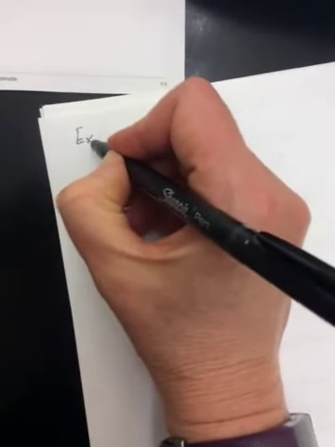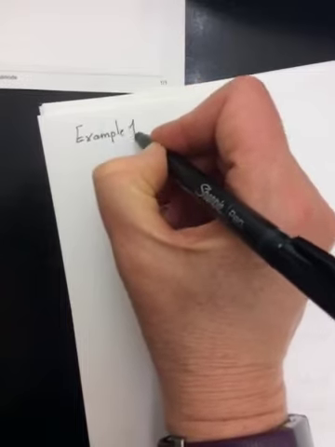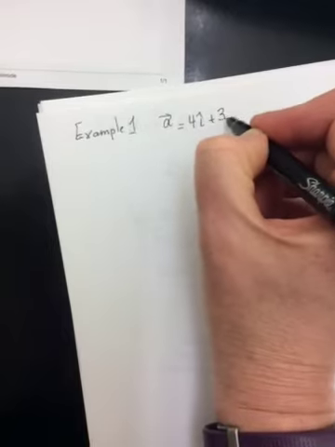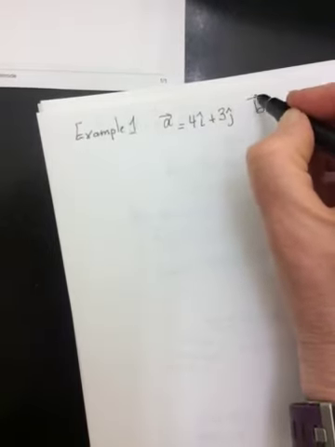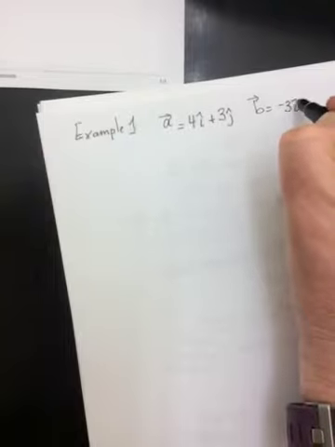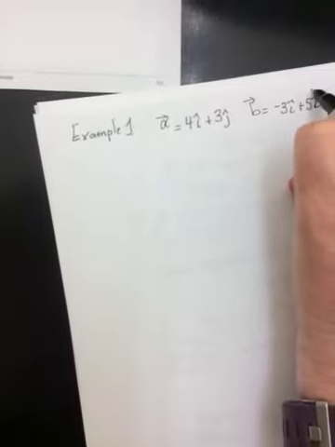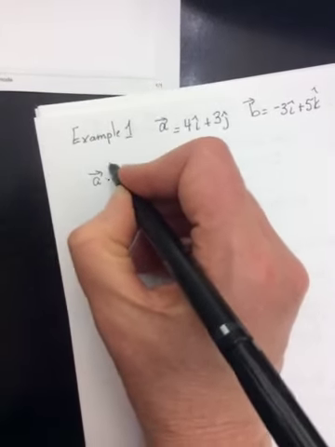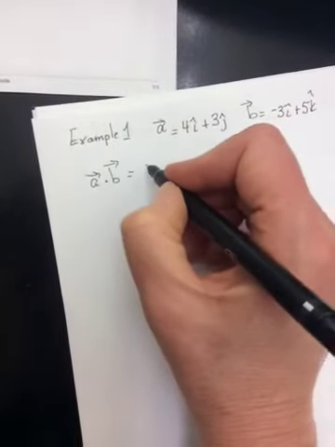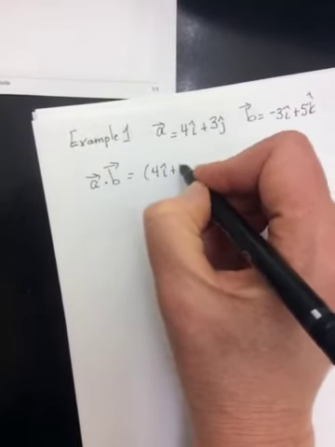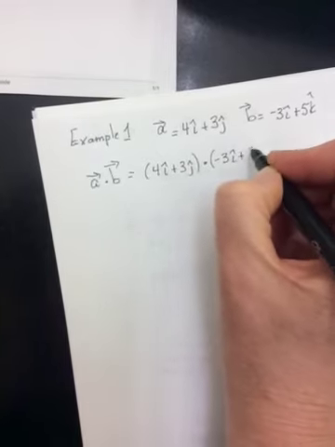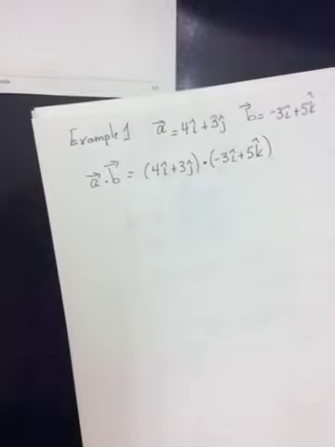So let's make A. We'll let vector A equal 4i plus 3j. And we'll let vector B equal negative 3i plus 5k. And so I want you to dot multiply A with B. So really what that means then is we're doing 4i plus 3j, and we're dotting that with negative 3i plus 5k. Well, really then we kind of have to FOIL.